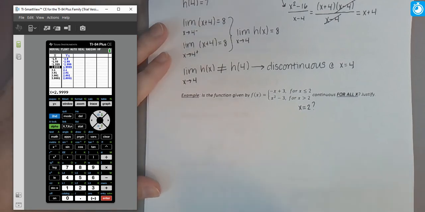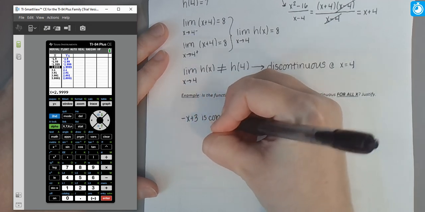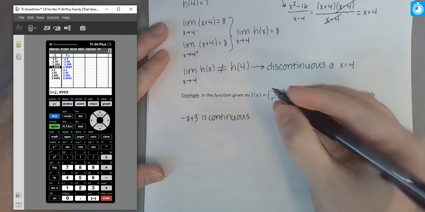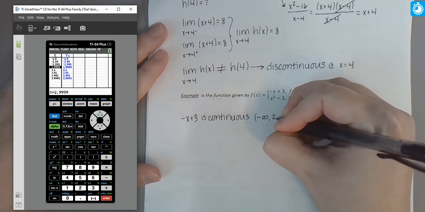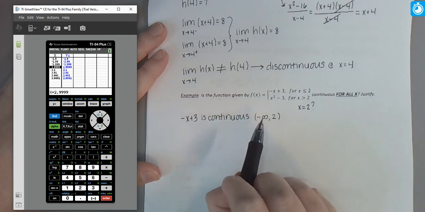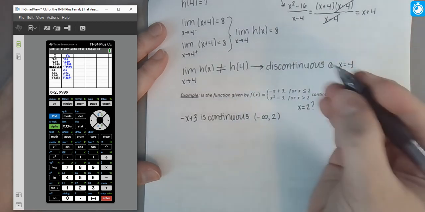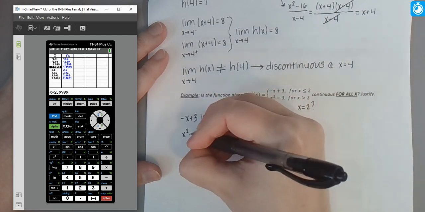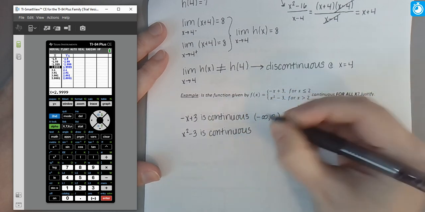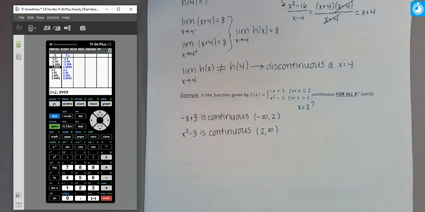So just to be a little bit more formal about this, we can say that negative x plus 3 is continuous on this whole interval from negative infinity to 2. Okay. We're again investigating what happens at 2, so I'm not going to put a bracket. I'm going to leave it as parentheses. That's saying all the way from negative infinity up to 2, we know that this function is good. We know this rule is good, so we should be okay there. Now the next function rule, x squared minus 3, is continuous for everything greater than 2. So for 2 to infinity.